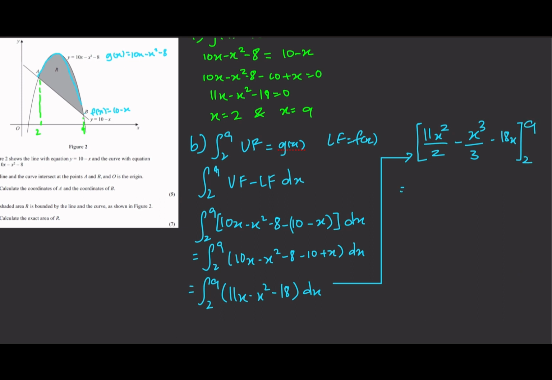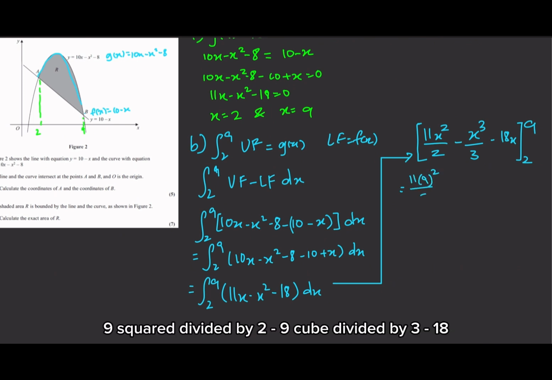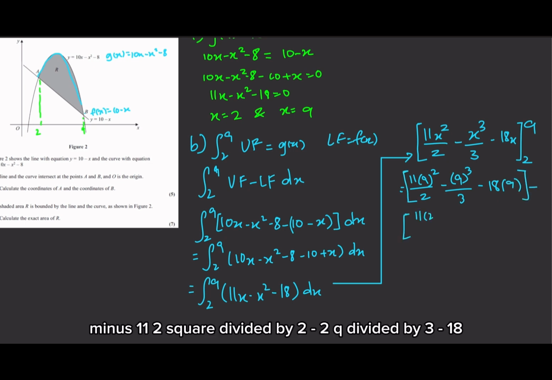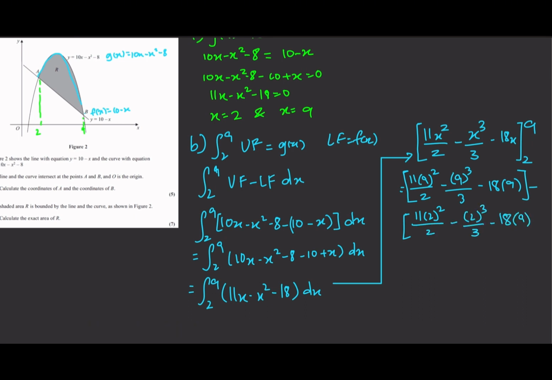Substitute. What you want to do is substitute 9 in first, so 11 times 9 squared divided by 2 minus 9 cubed divided by 3 minus 18 multiplied by 9, minus 11 times 2 squared divided by 2 minus 2 cubed divided by 3 minus 18 multiplied by 2, which gives 343 over 6.